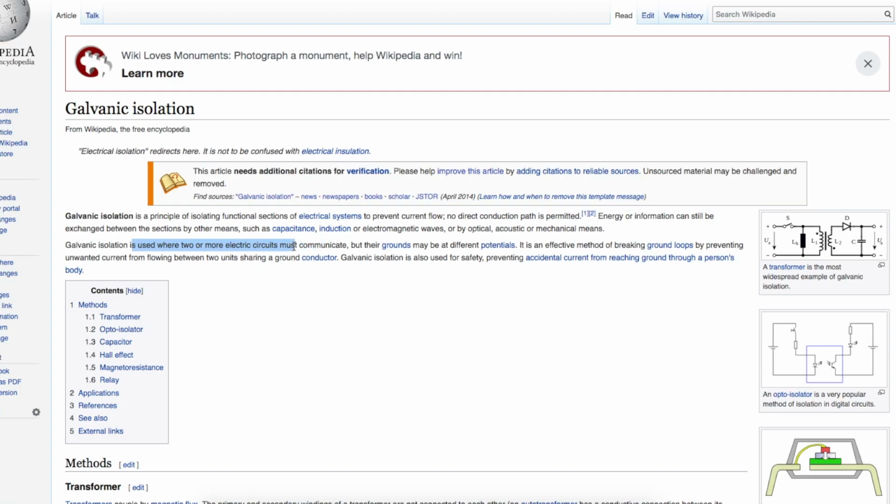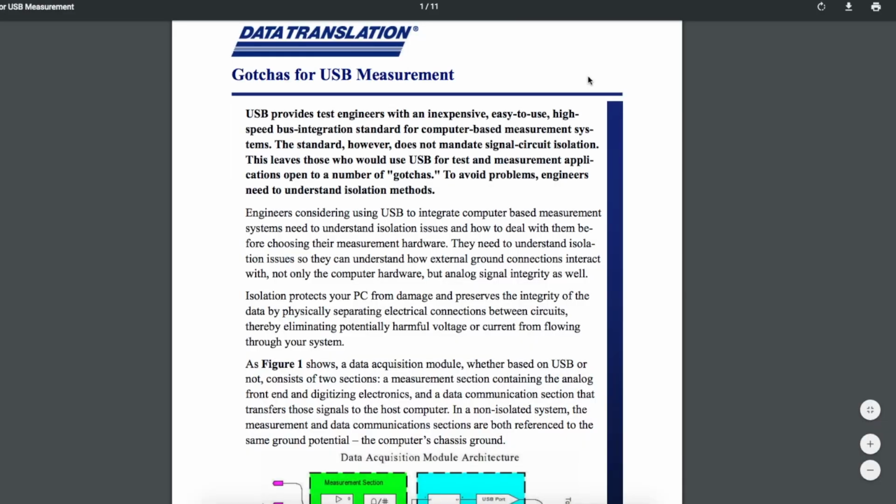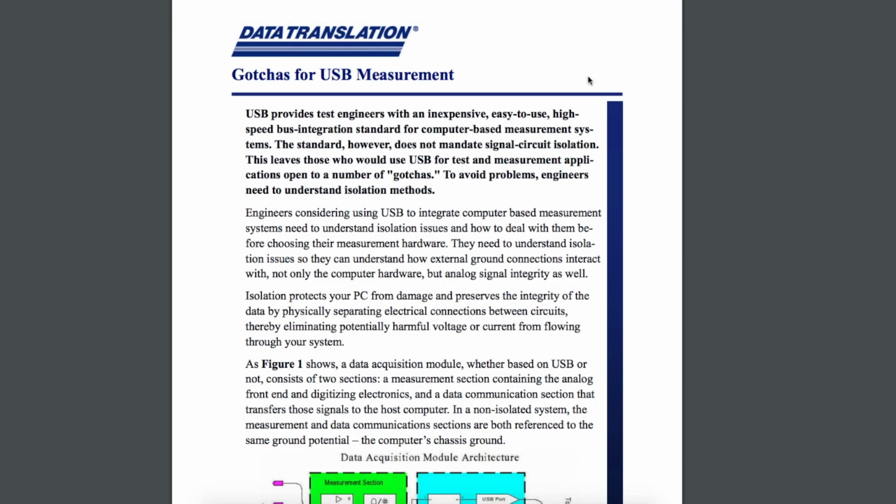So this allows two separate circuits to interact where, for example, their grounds may not be at the same potential, so you can't directly connect them. This can also be used to help minimize or eliminate ground loops because you're not tying grounds together between sections. It can be used for safety requirements, for example, medical applications, or helping maintain a person's safety from accidental current flow.